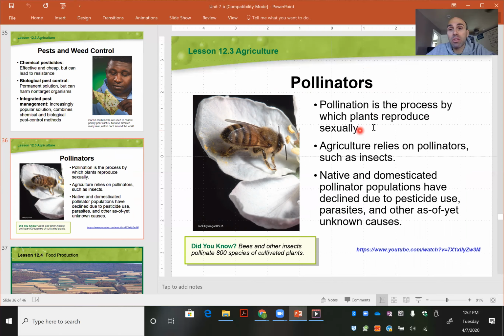Pollination is the process by which plants reproduce sexually. Agriculture relies on pollinators such as insects, bees, birds, many different organisms, anything that goes from flower to flower or plant to plant. And native and domesticated pollinator populations have declined due to the use of pesticides. So when you spray something, remember, sometimes you're not only killing the target pest, which you want to kill, but you're killing these other organisms, okay, these pollinators.